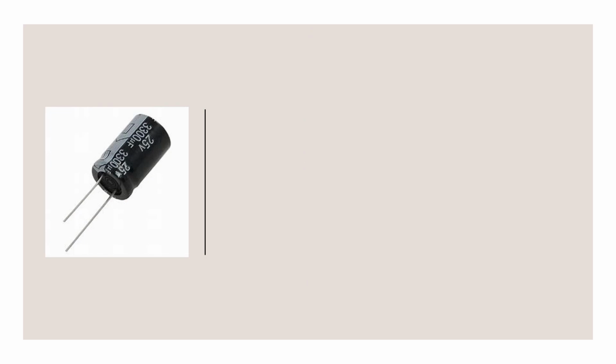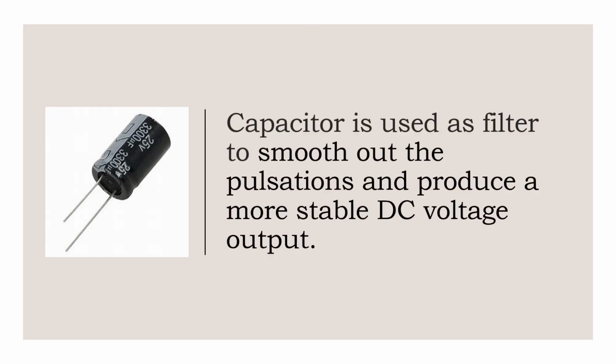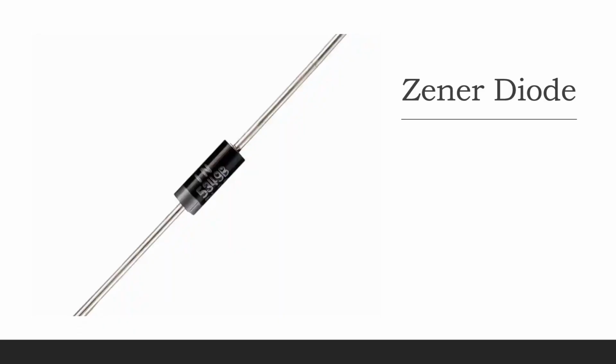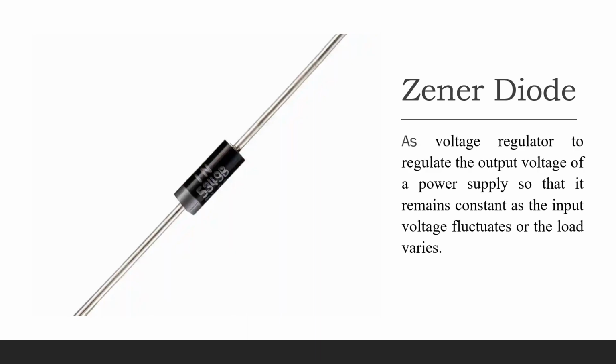And a capacitor is used as a filter to smooth out the pulsation and produce a more stable DC voltage output, while a Zener diode acts as a voltage regulator to regulate the output voltage of a power supply so that it remains constant as the input voltage fluctuates or the load varies.